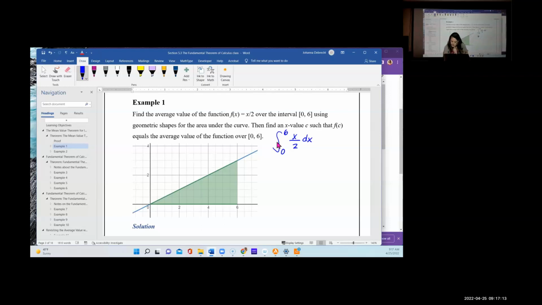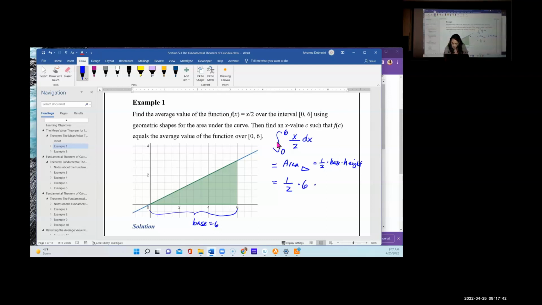Now, so far, the only method we have of doing that is finding the area of a geometric shape, in this case, the area of the triangle, which is equal to 1/2 the base times the height. Now, the base of this triangle, if we measure it on this side right here, is equal to 6.